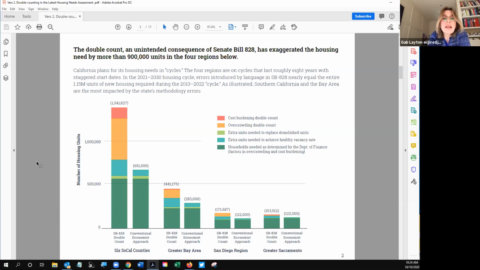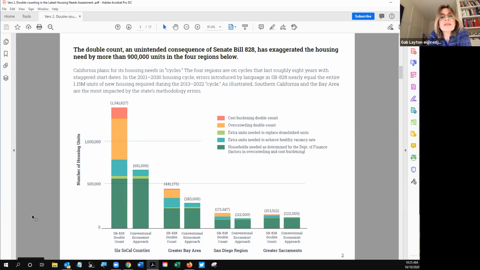Anyway, looking at this, the area that has been most impacted was the 6 Southern California counties. And in fact, in some of the regions, I think in Sacramento and San Diego, they didn't even apply the cost burdening factor to San Diego. So there's another issue, which is an inconsistent approach to all the different regions. And you see that in the way the 6 Southern California counties have been particularly impacted. Their numbers, particularly in certain cities, have tripled.